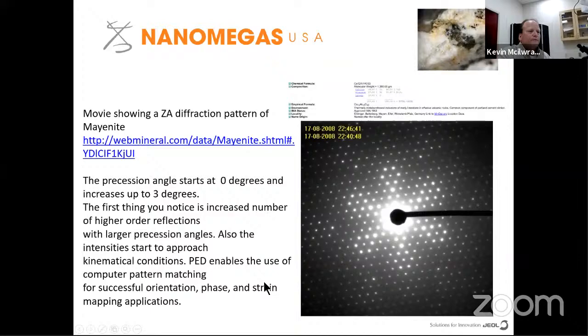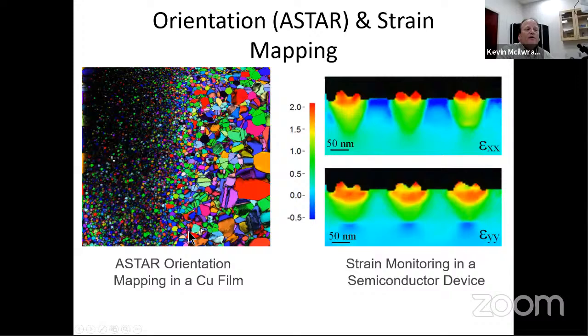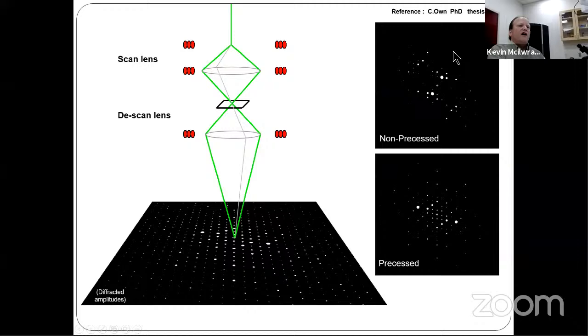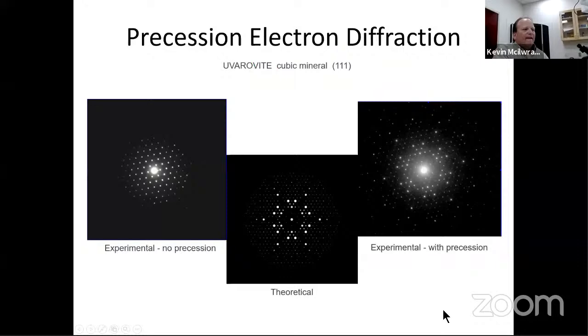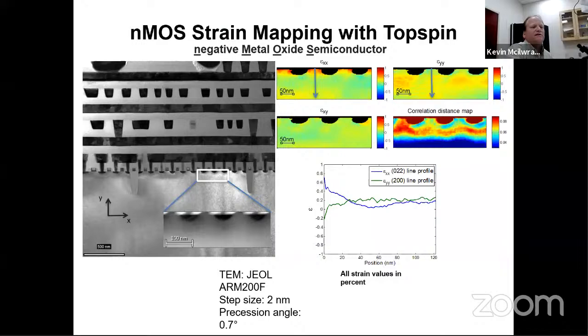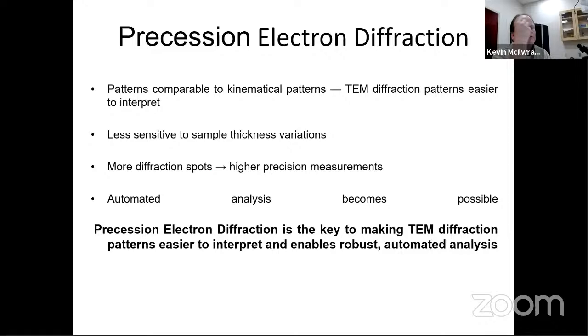So there, we can look at orientation mapping in a copper film, strain in a semiconductor device. Here's just another example of precession showing here. Not precessed, as you can see, we covered just more of this Fourier space. And here's no precession. It's a nice pattern, but then the experimental. Another example of using this application with nanowires or an NMOS device. So the patterns are comparable to kinematical patterns.